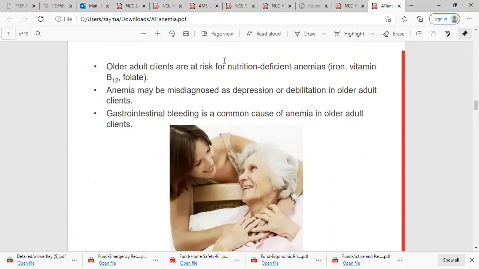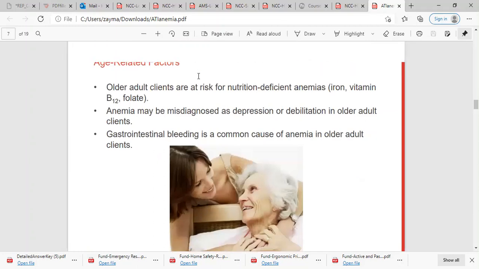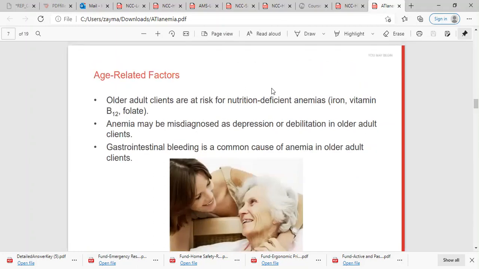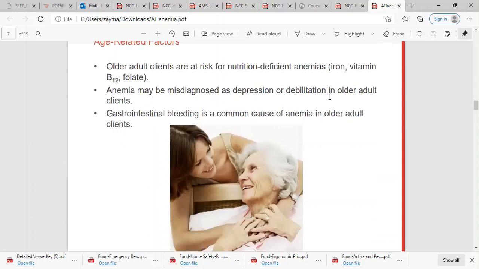All right. This is just talking about age related factors. Obviously, elderly people are going to be at higher risk for nutritional deficiencies. Anemia can be misdiagnosed as depression. I told my class yesterday, my grandmother had leukemia, and the leukemia caused issues in the bone marrow. We'll talk about leukemia in a minute.